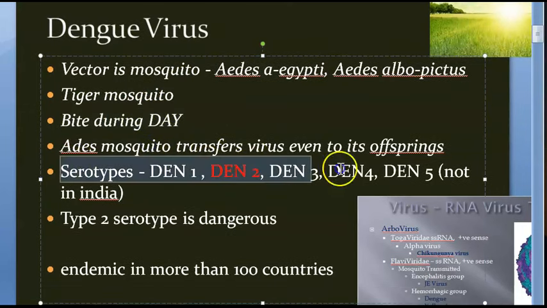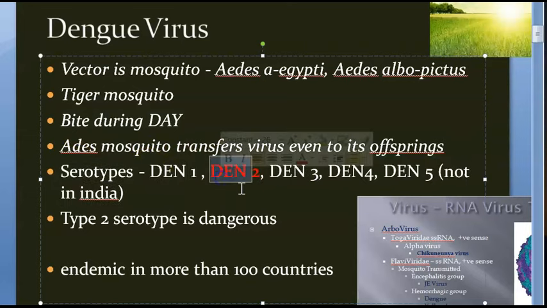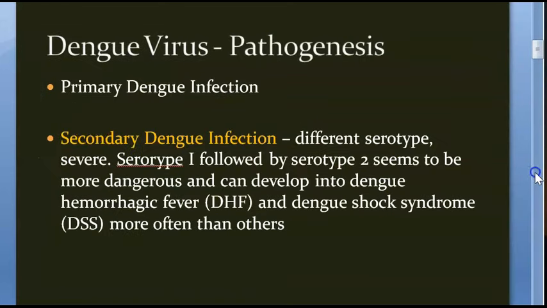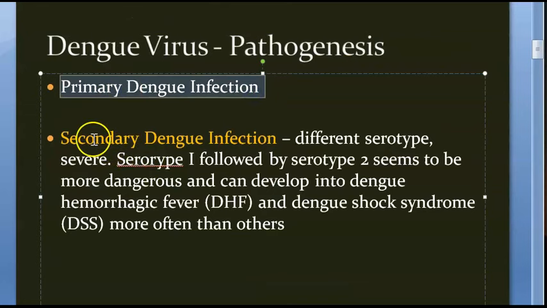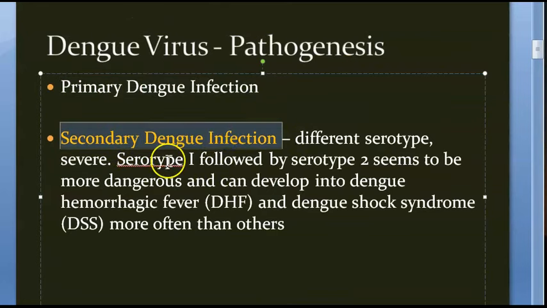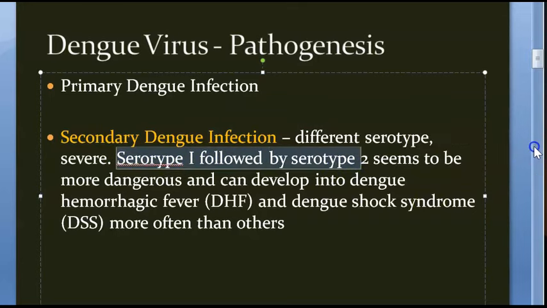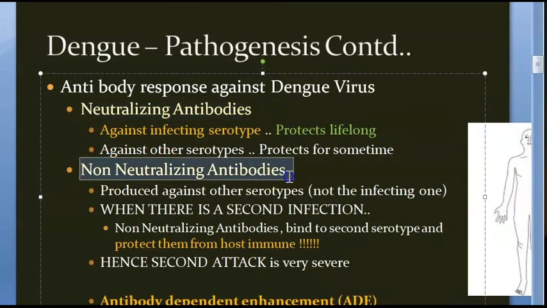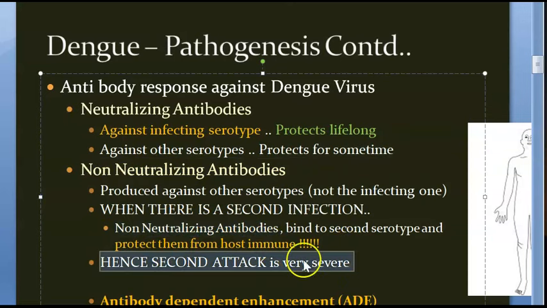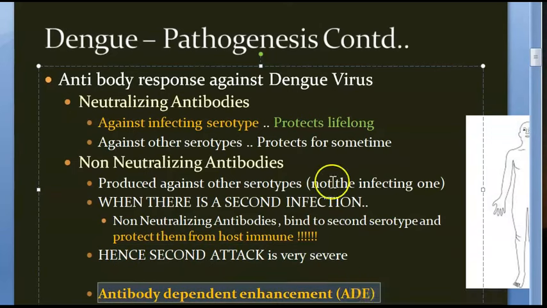And basically, there are 5 serotypes, in India you have 4, and dengue is very dangerous. In India, we have a lot of dengue. Basically, there is primary dengue and secondary dengue infection. The secondary dengue infection is very dangerous. Serotype 1 followed by serotype 2 is very, very dangerous. What happens in our body is we make neutralizing antibodies and non-neutralizing antibodies. These non-neutralizing antibodies are very, very bad. When there is a second infection, these non-neutralizing antibodies will actually help the virus, and they will make it attack us. So the second attack will be very severe. So you should be very careful about your second dengue attack. This is called antibody dependent enhancement.